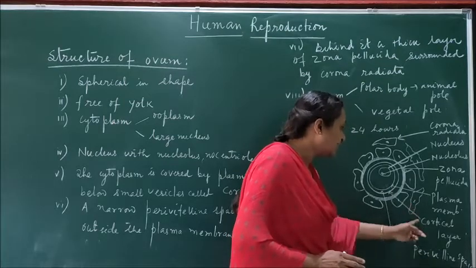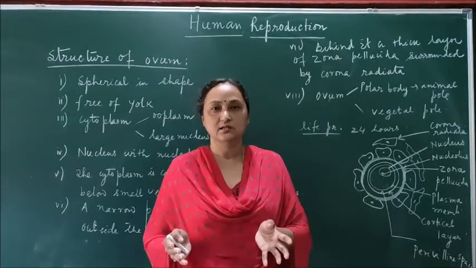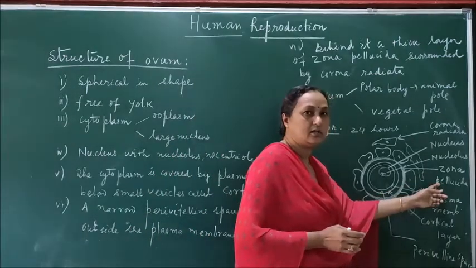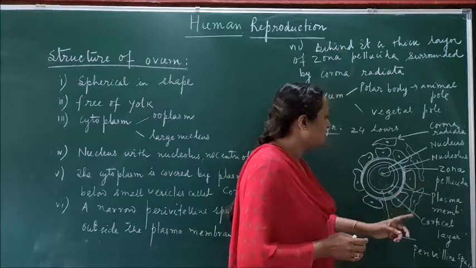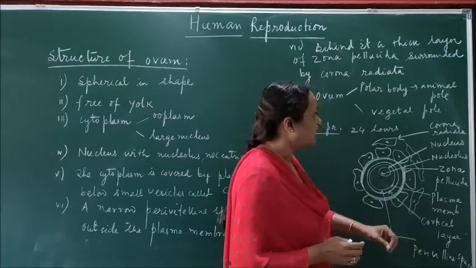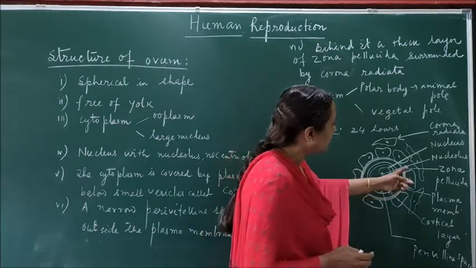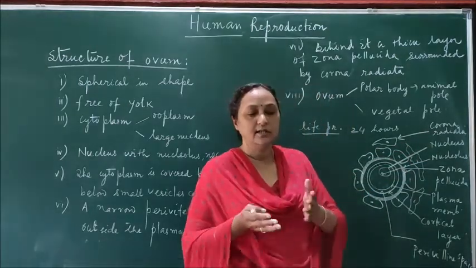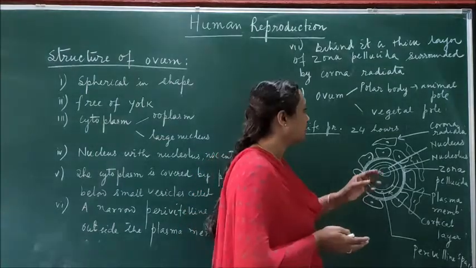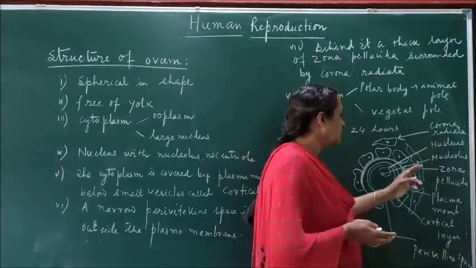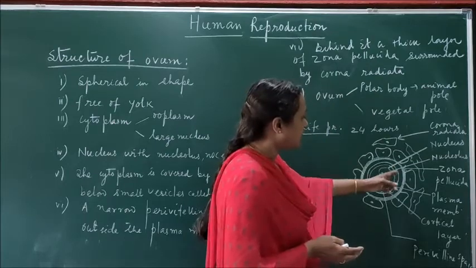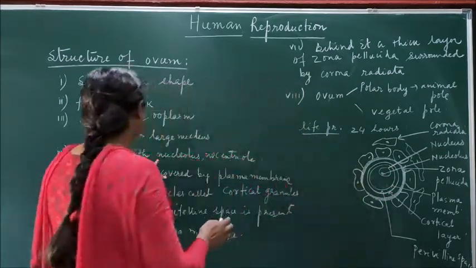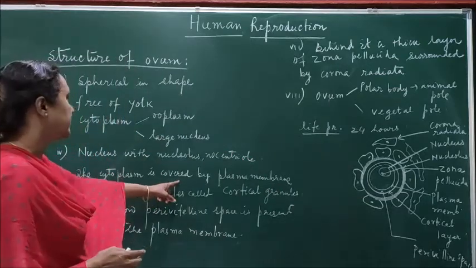Then surrounding the cortical layer there is another thick layer, and that thick layer is called the zona pellucida. Then around the zona pellucida there is another layer, which is called the corona radiata. You can find the cells radiating, so the name corona radiata is given. All these different layers are surrounding the ovum.